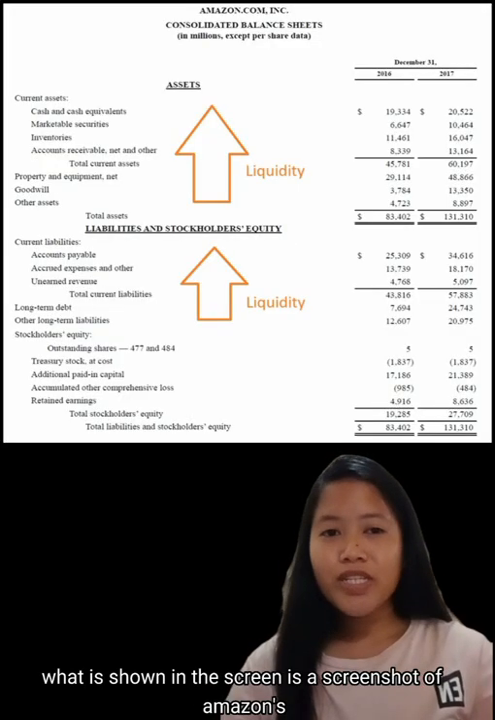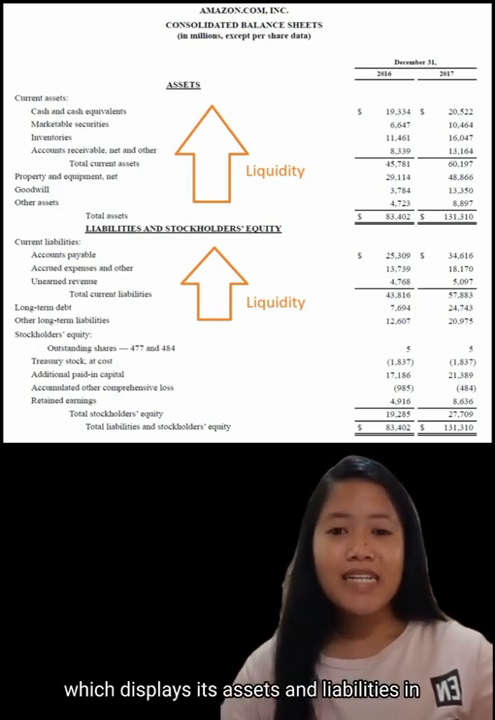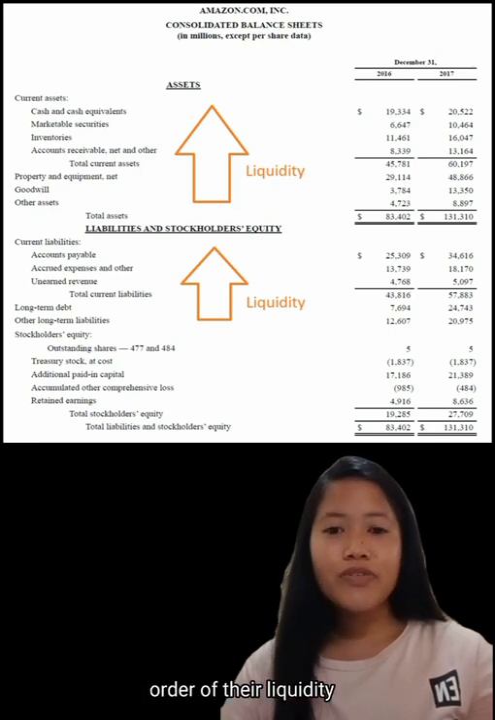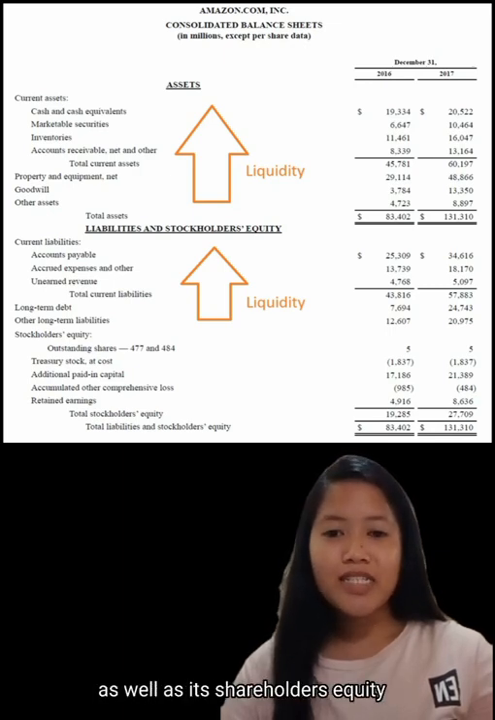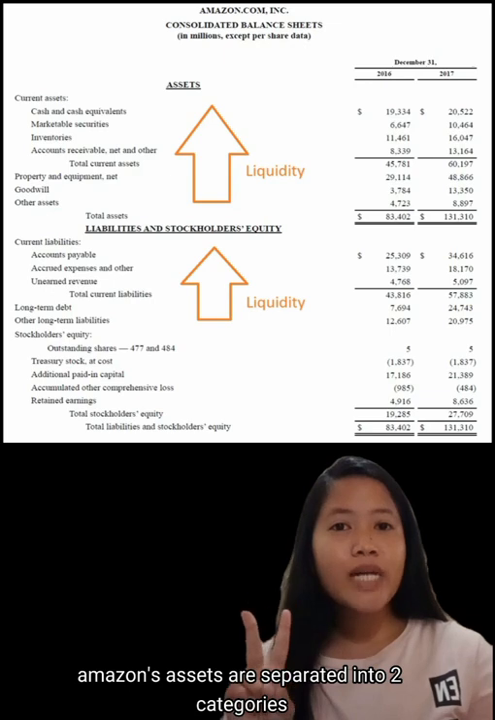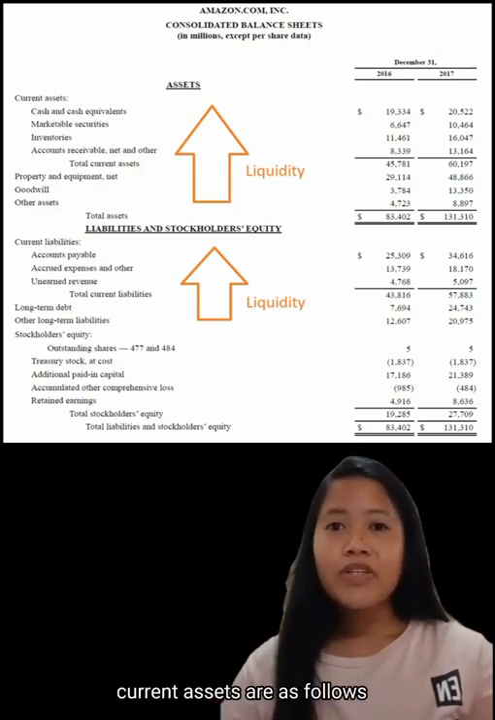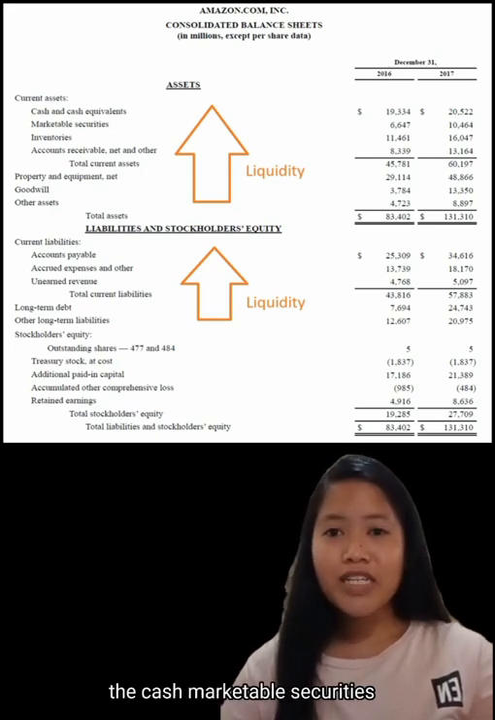What is shown on the screen is a screenshot of Amazon's 2017 balance sheets, which displays its assets and liabilities in order of their liquidity, as well as its shareholders' equity. As you can see in the image, Amazon's assets are separated into two categories: the current assets and non-current assets. Current assets are as follows: the cash, marketable securities, inventories, and accounts receivable.